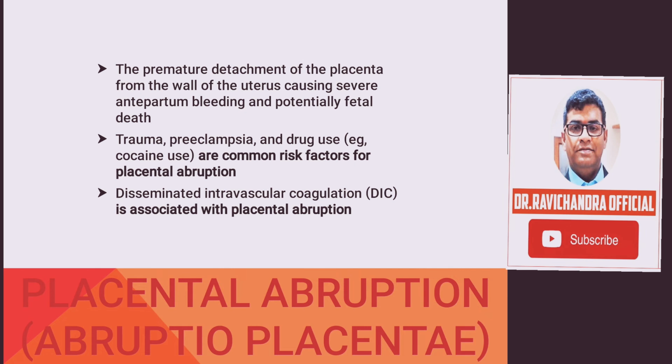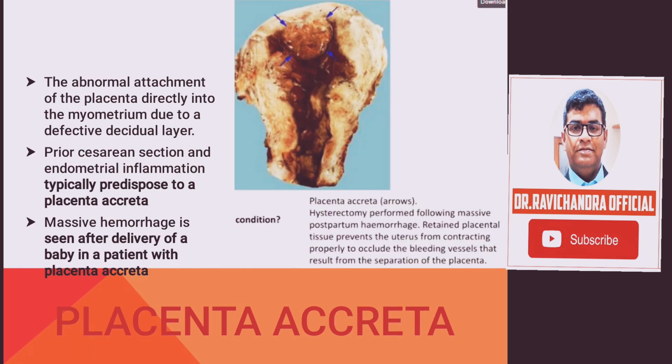Disseminated intravascular coagulation is frequently associated with placental abruption. The abnormal attachment of the placenta directly into the myometrium due to a defective decidual layer is called placenta accreta. Prior caesarean section and endometrial inflammation typically predispose to placenta accreta.